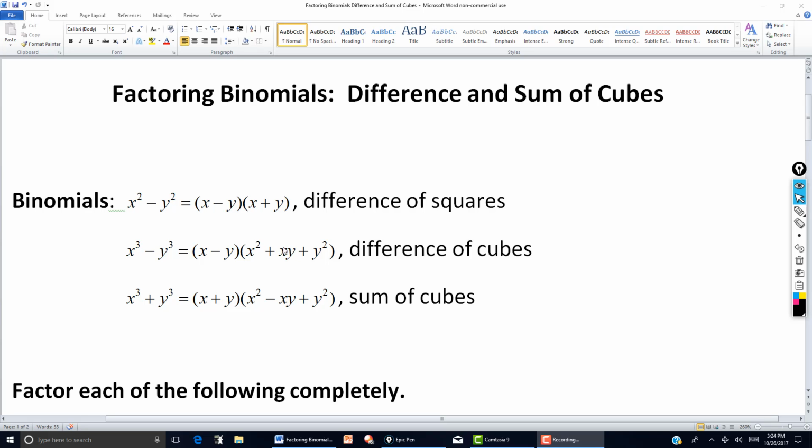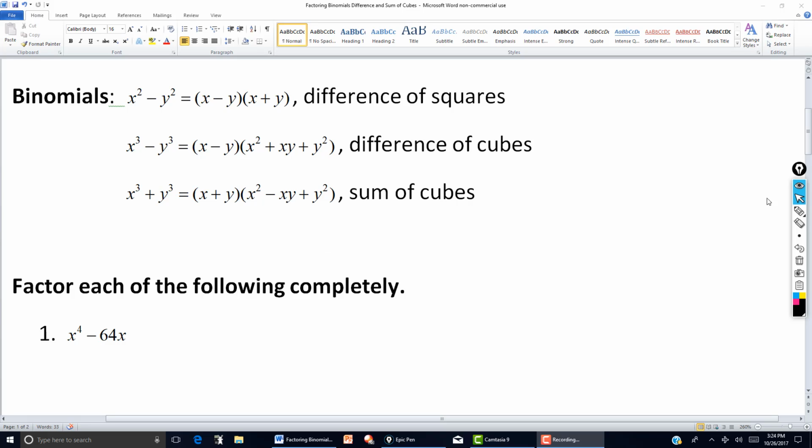So let's look at some examples. Okay, so in this one I have a difference of x to the fourth and 64x. So x to the fourth minus 64x. The first thing you want to do whenever you're factoring, whether it's a binomial or a trinomial, always look for a common factor. So notice that in this case, x to the fourth and minus 64x have an x in common. So we factor out the x. Okay, we factor out the x, what is left? Well, the first term becomes x to the third, and the second term becomes 64.